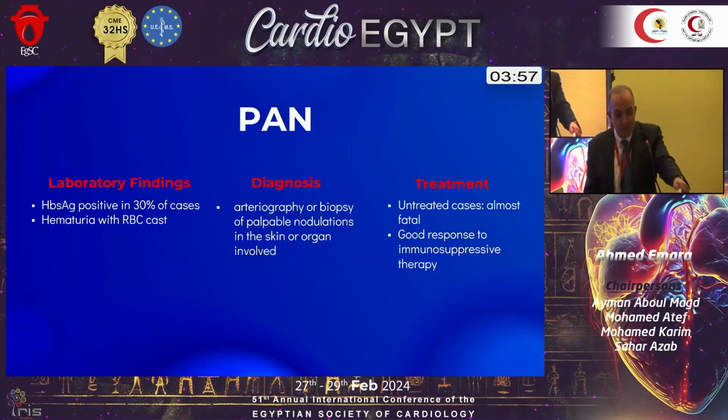Diagnosis is by laboratory detection of hepatitis B substances, associated in 30% of cases, with hematuria and RBC casts. Laboratory test: ANCA. These cases are almost fatal if untreated. However, they give a good response to immunosuppressive therapy if treated.